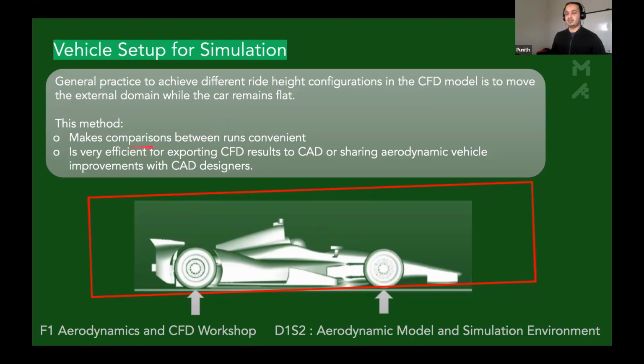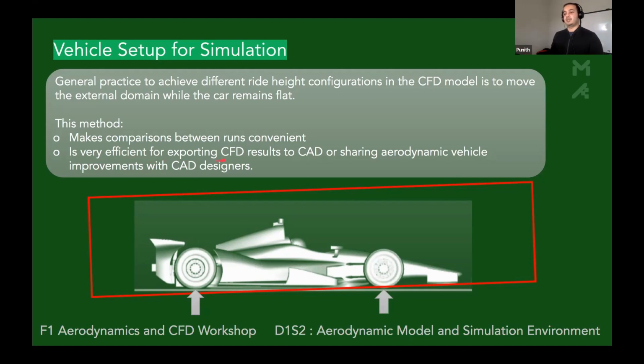And what are the reasons that we do this? Because it makes comparison between different runs quite convenient because the car is in the same place. So you just move the domain like you can see in the red box here to change your rear ride height and the front ride height. And you're looking at it only in 2 dimensions, so you're also changing the roll and all of that as well.